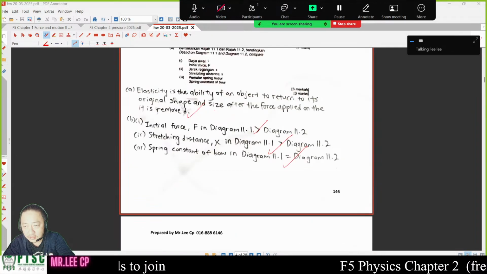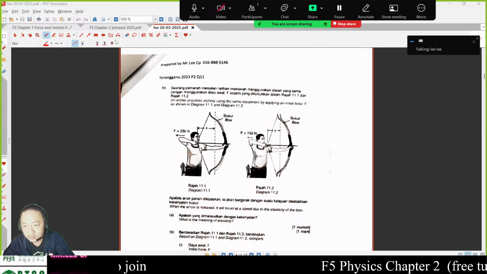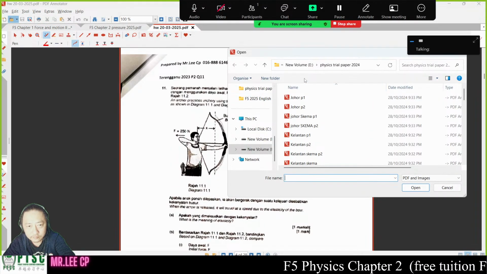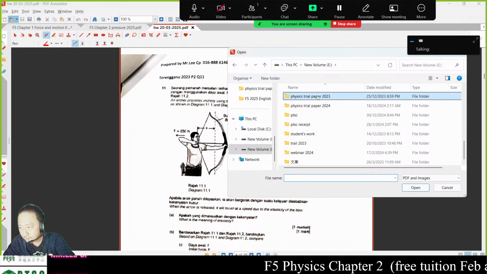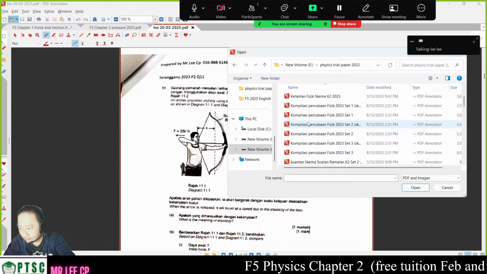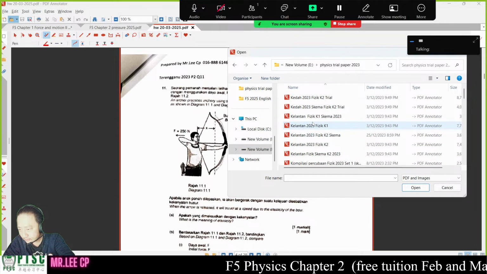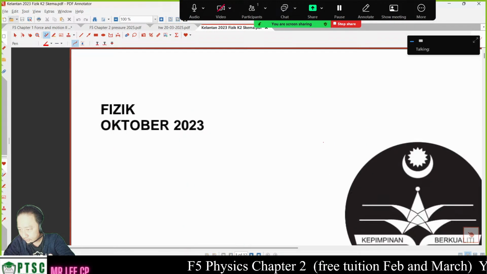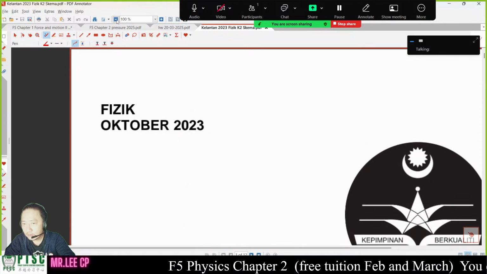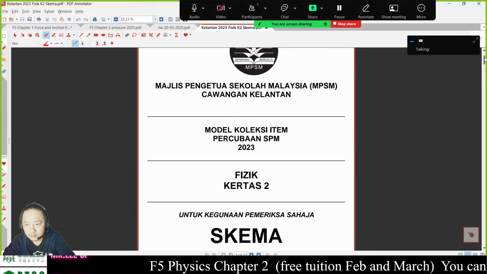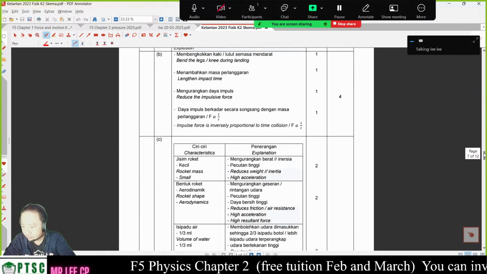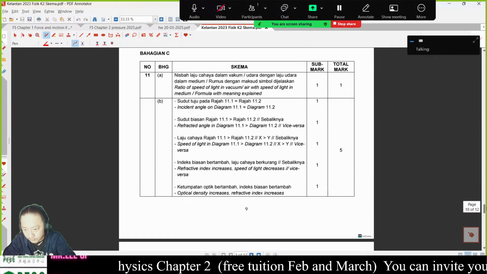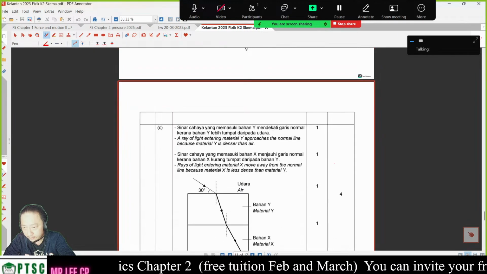Kelantan, right? Kelantan 2023. Schema. Question number 11.